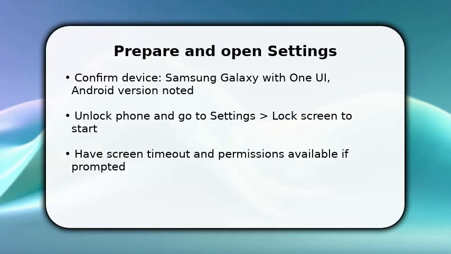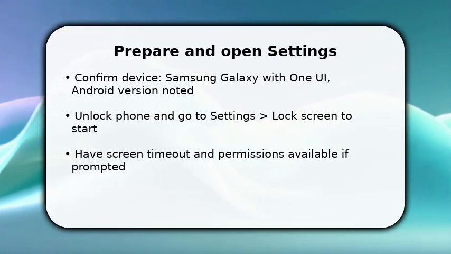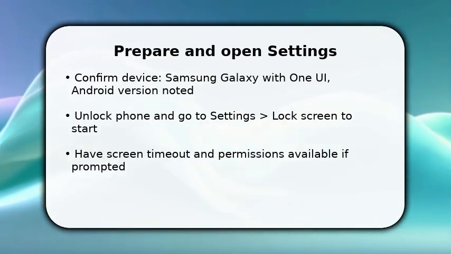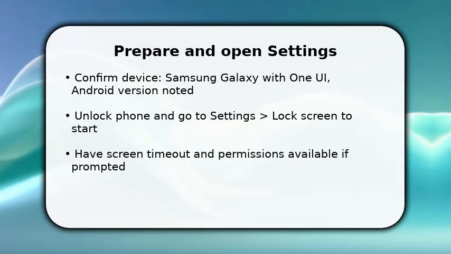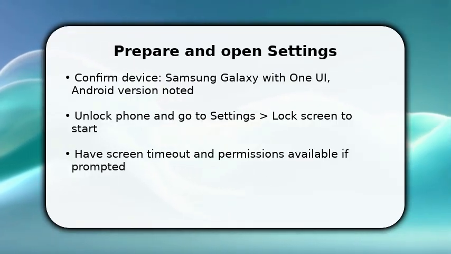You'll start by going straight into Settings on your Samsung. Once there, tap Lock Screen. This is where the news widget lives. Make sure you know your One UI version and that the phone is unlocked.